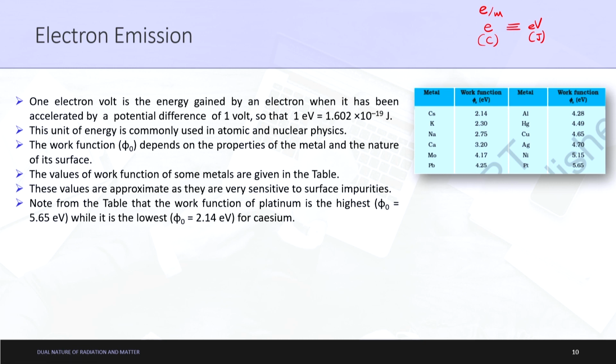This unit of energy is commonly used in atomic and nuclear physics. The work function phi naught depends on the properties of the metal and the nature of its surface. As you can see, it depends upon the properties of the metal. As different metals have different properties, the value of the work function also changes.